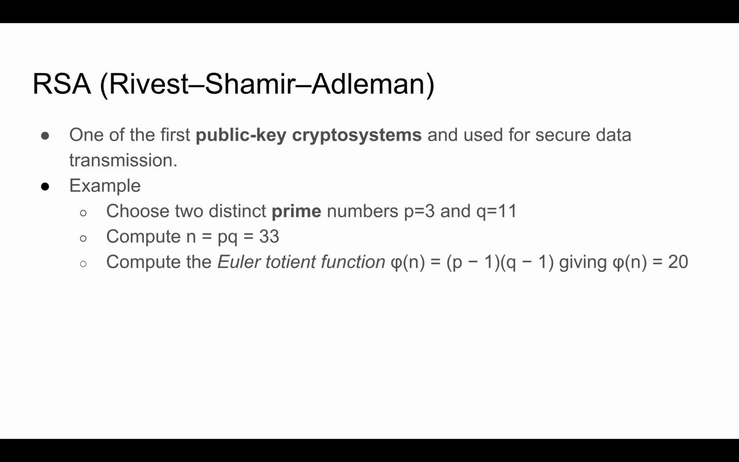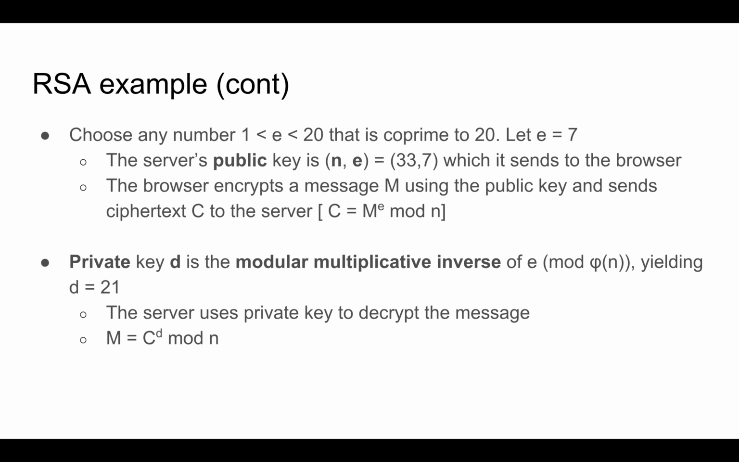RSA is one of the first public key crypto systems and is used for secure data transmission. Here is how the system operates the encryption. First, we choose two distinct prime numbers. Next, we compute their product n, and the Euler totient function, equal to (p minus 1) times (q minus 1). To continue, we choose any number e between 1 and 20 that is co-prime to 20. Let's choose 7. The public key will be 33 and 7, which a server will send to a browser.